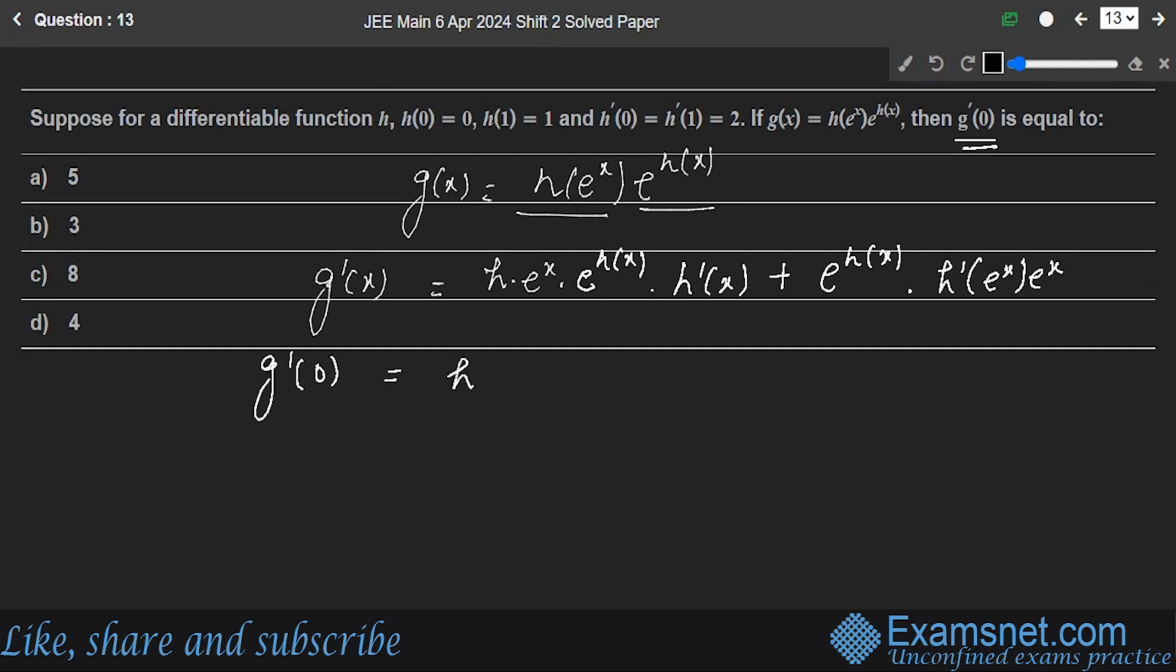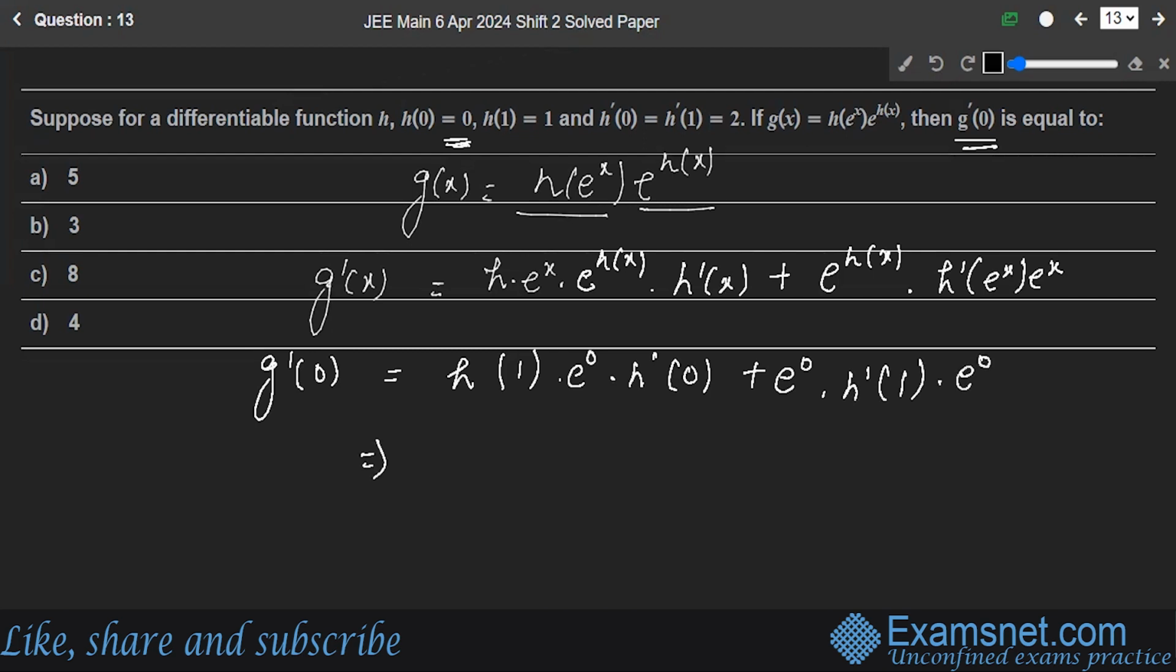This is equal to h into, this will turn out to be 0, and this is e raised to power h x, that is e to the h of 0, that is equal to 0 again. Okay, so into h dash of 0, let's write it. So it will be easy, e raised to power 0, because h of 0 is equal to 0. This is h dash of 1 into e raised to power 0.